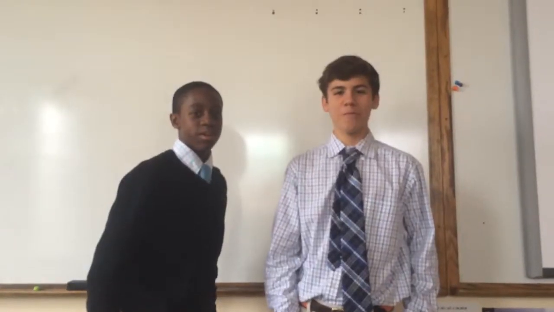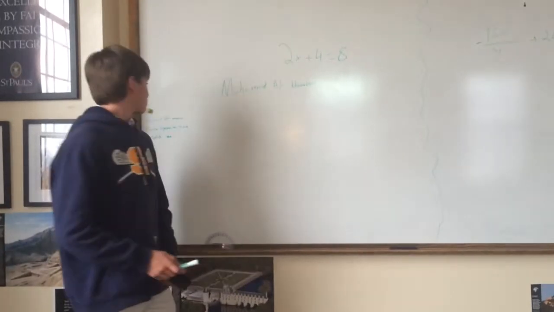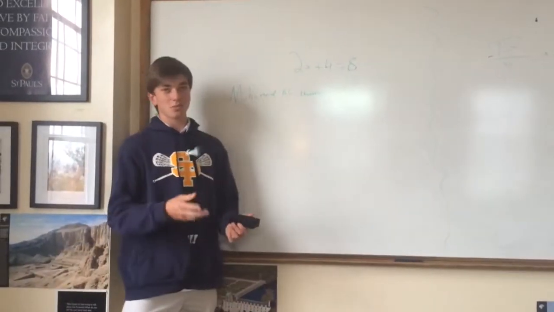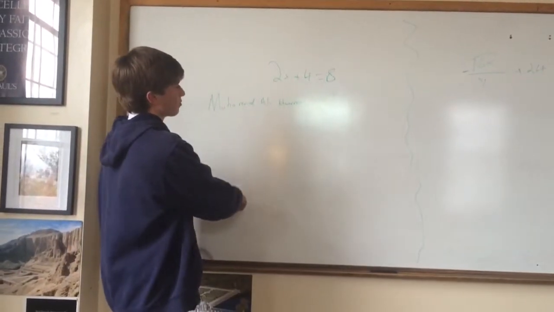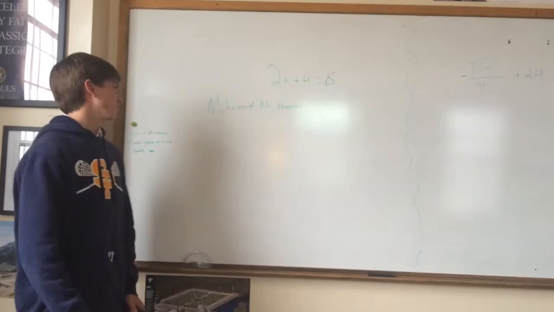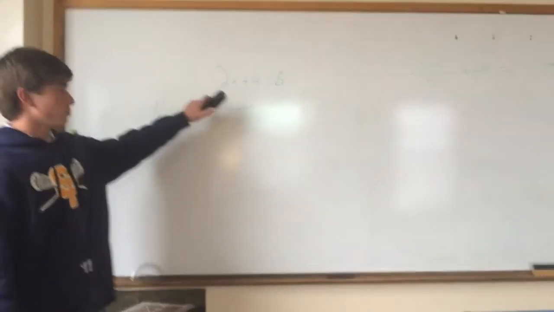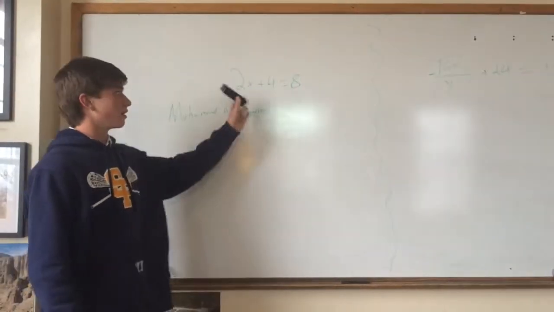But where did this come from? During the time of the Islamic Empire, the first complex algebra book was created by Muhammad al-Khwarizmi. It was used to move numbers from one side of the equation to the other in an attempt to isolate a variable.